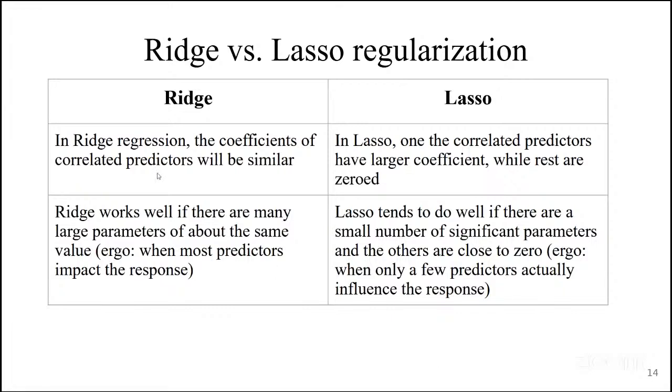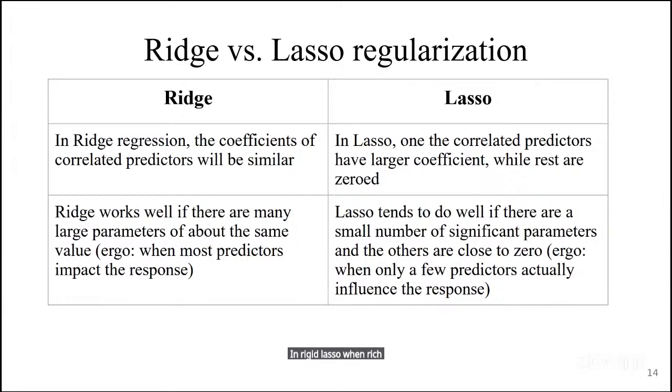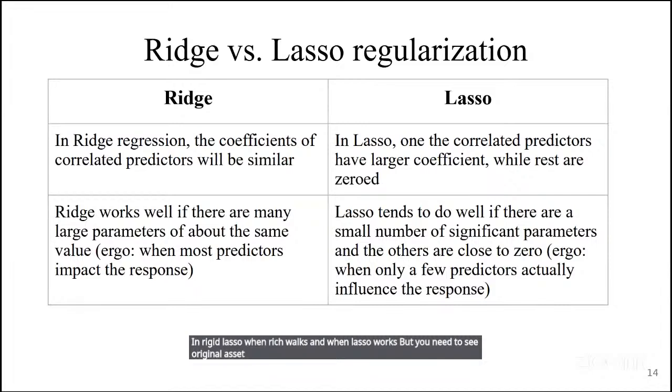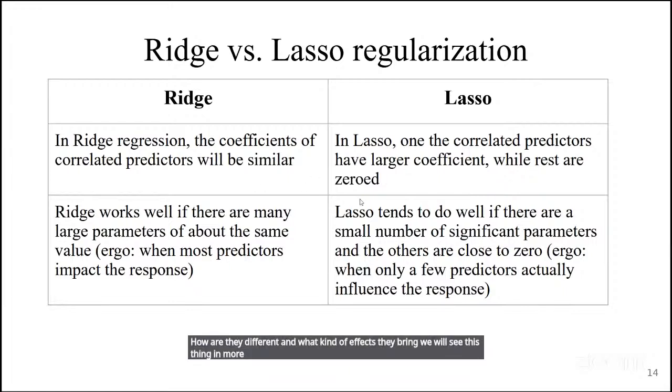Let's just go through this. Ridge regression. Okay, so let's not go over this. We will come back to this slide again when we do the tutorial. So this is the difference between ridge and lasso. When ridge works and when lasso works. But since you need to see ridge and lasso in visualization in the tutorial to actually see when ridge works and when lasso works, and how in ridge regression the square term, and in lasso the mod term, how are they different and what kind of effects they bring. We will see this in more detail in the tutorial, and then we will come back to this slide again.